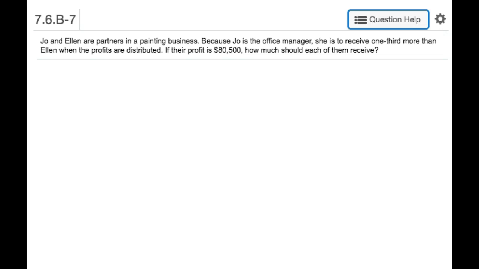How we want to set this problem up is, problems like this can be confusing, so I would suggest thinking of it in an easy to understand number. Joe is the one that's going to get 1/3 more, so Ellen's going to receive less. Let's just make up some numbers to wrap our heads around this. Let's say, for example, that Ellen gets $10.